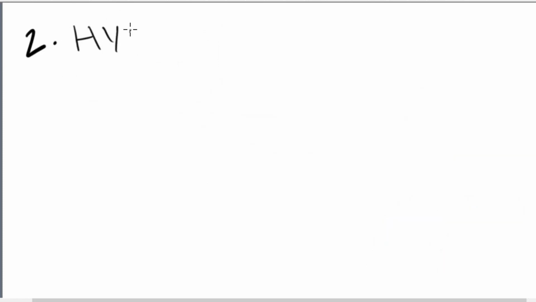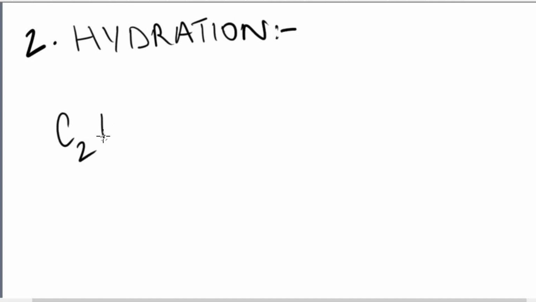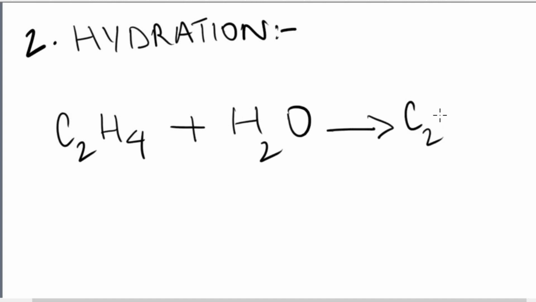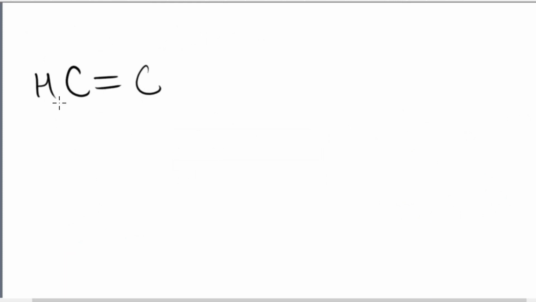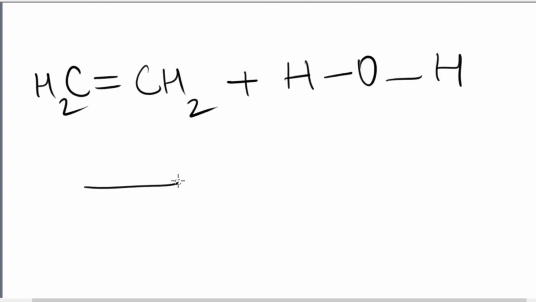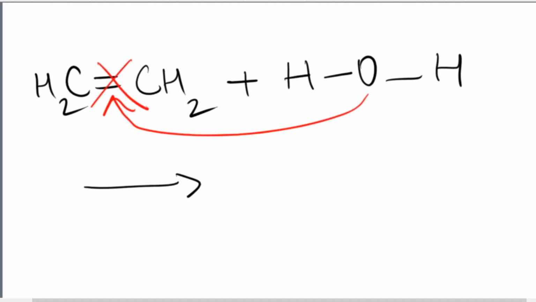The second one was hydration. Hydration means adding a water molecule. So if I take an alkene and I add water, I'm going to get an alcohol. For example, again, let's take ethene plus water. We're going to get ethanol. The mechanism is the same. The water molecule is going to attack the double bond and attach 1 hydrogen and 1 hydroxyl group to the carbons.